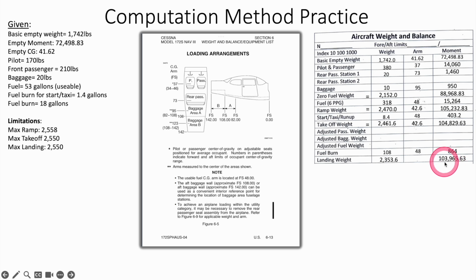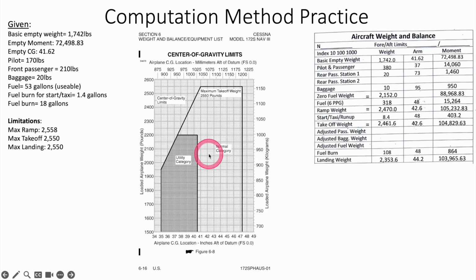We get a moment of 103,965.63 inch-pounds. Moment divided by weight, center of gravity 44.2. So next we need to look at if this is within limitations.